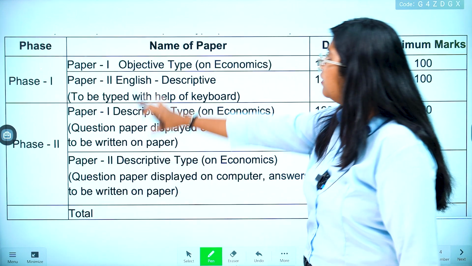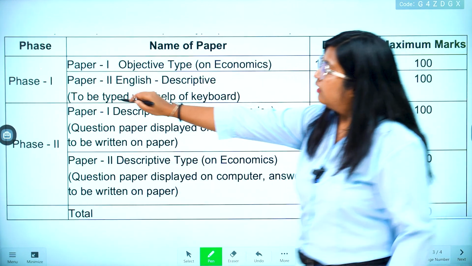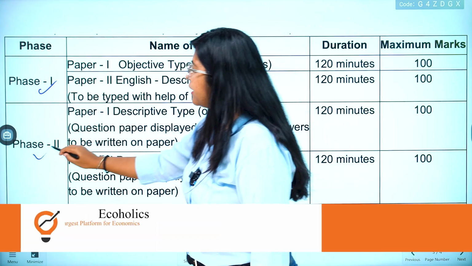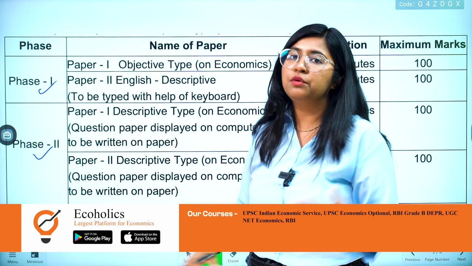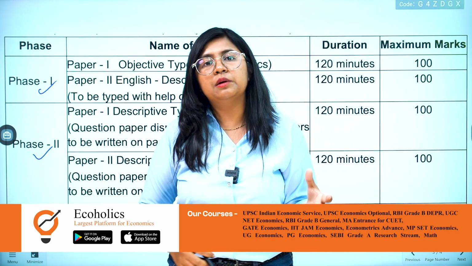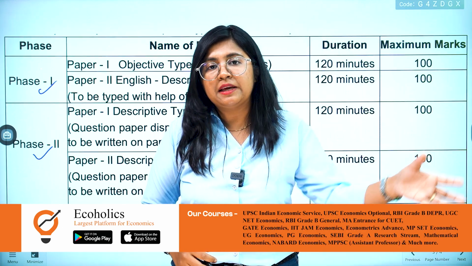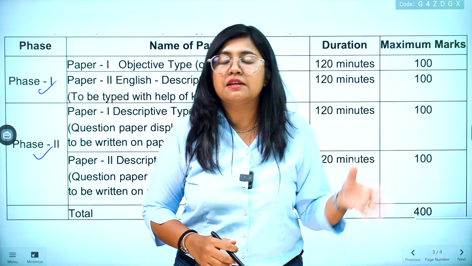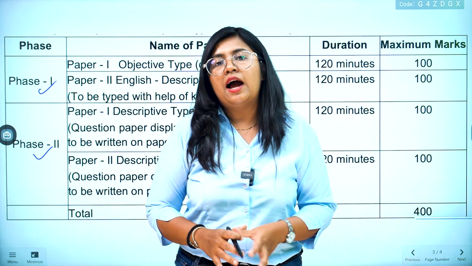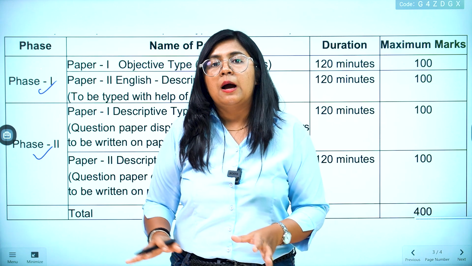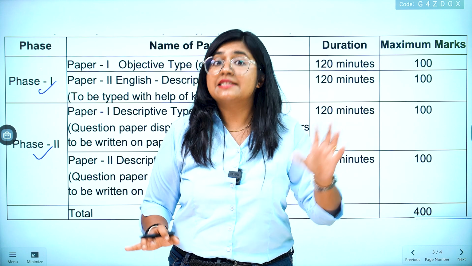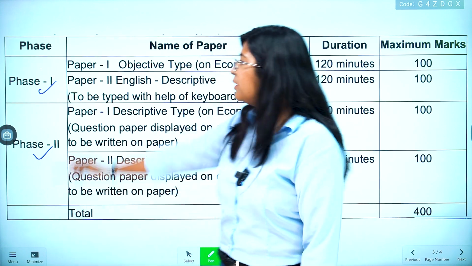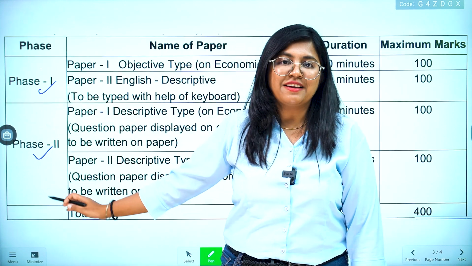So here you have phase 1 and phase 2. Phase 3, of course, is the phase that you get into if you qualify phase 2, which is the personality test interview, of 75 marks. We will talk in length about the personality test later, but in this video, we are going to only talk about phase 1 and phase 2.